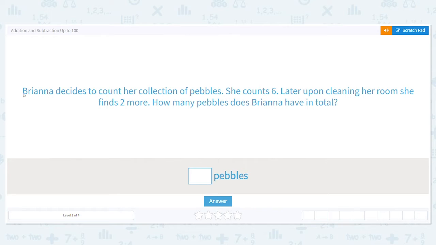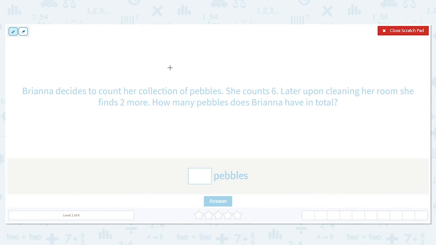Okay, so Brianna decides to count her collection of pebbles. She counts 6. Later, upon cleaning her room, she finds 2 more. How many pebbles does Brianna have in total? Okay, so using our scratch pad, let's go back through sentence by sentence and look for those key phrases or key words and key information to help us.